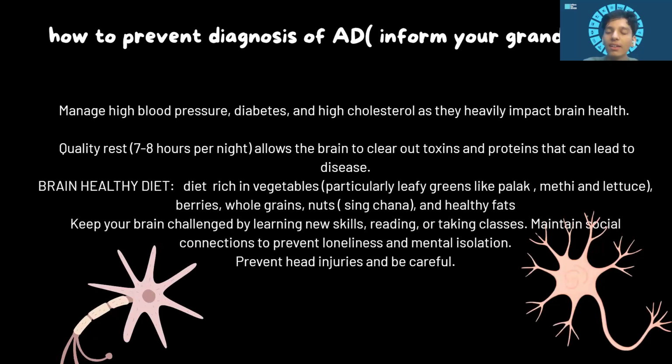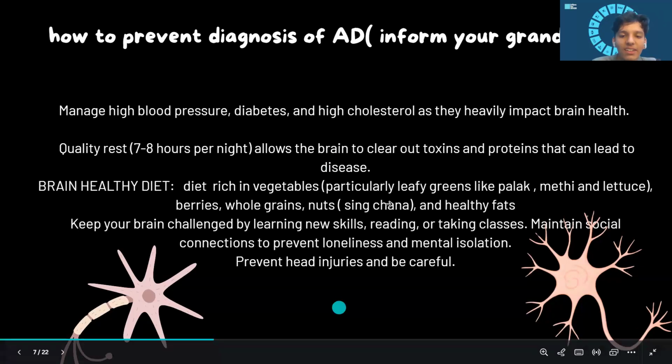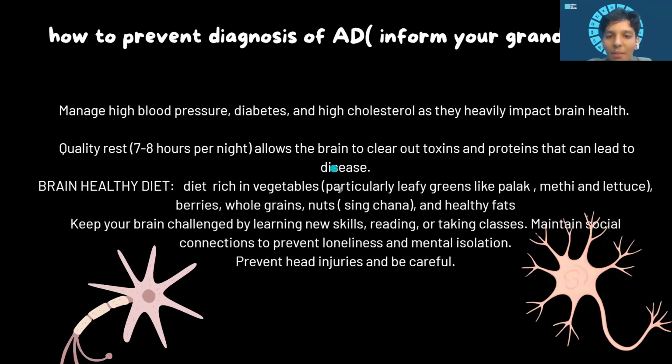So how to prevent diagnosis? Inform your elders or grandparents around you. Manage high blood pressure, diabetes, and high cholesterol. These indirectly, heavily impact brain health. Quality rest and sleep, 7 to 8 hours per night, is necessary. And a brain healthy diet: leafy greens, berries, whole grain nuts, and healthy fats. Keep your brain challenged by learning new skills, reading, or taking classes. Maintain social connections to prevent loneliness and mental isolation, and prevent head injuries. Brain trauma can be another very big reason why Alzheimer's is caused.